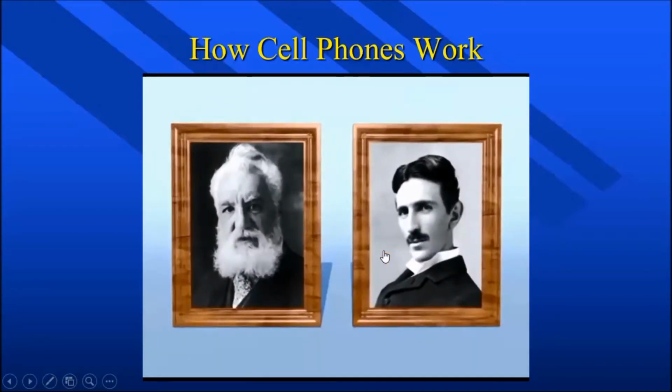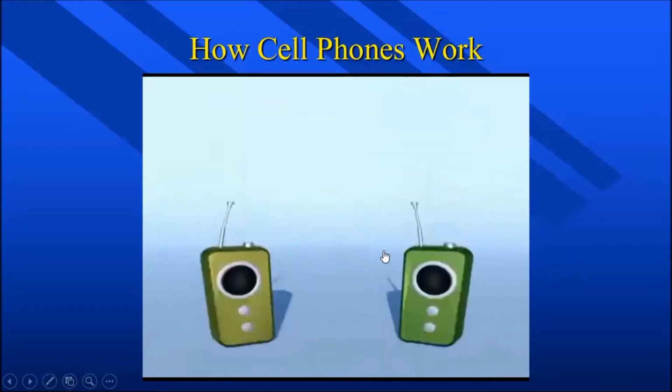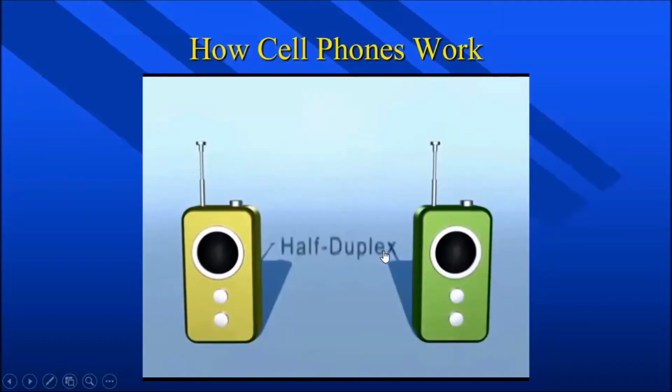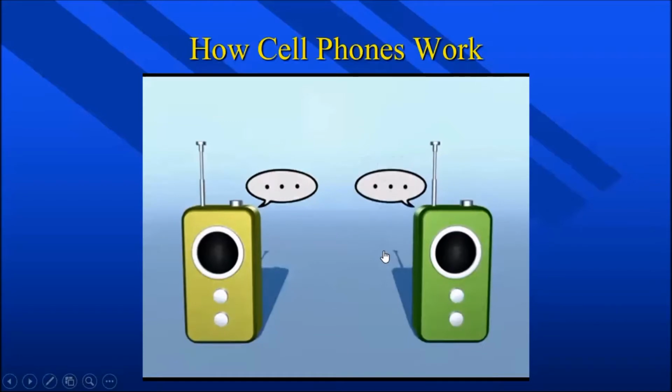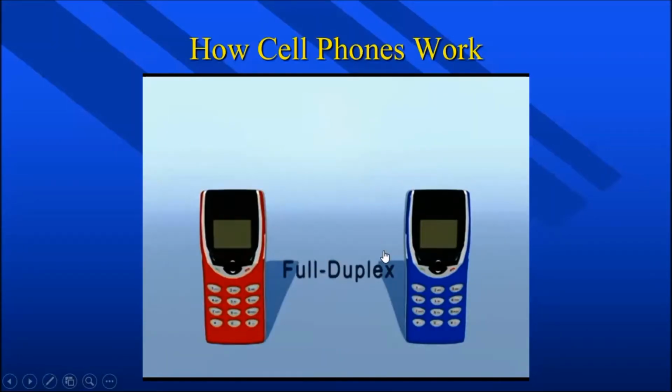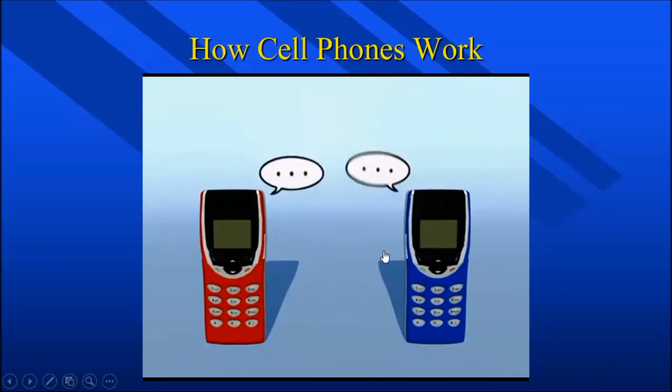To understand the sophistication of a cell phone, let's compare it to the walkie-talkie. Walkie-talkies are half-duplex devices. That's when two people communicating use the same frequency, so only one person can talk at a time. A cell phone is a full duplex device. That means you can use one frequency for talking and a second frequency for listening. Both people can talk on the call at once.